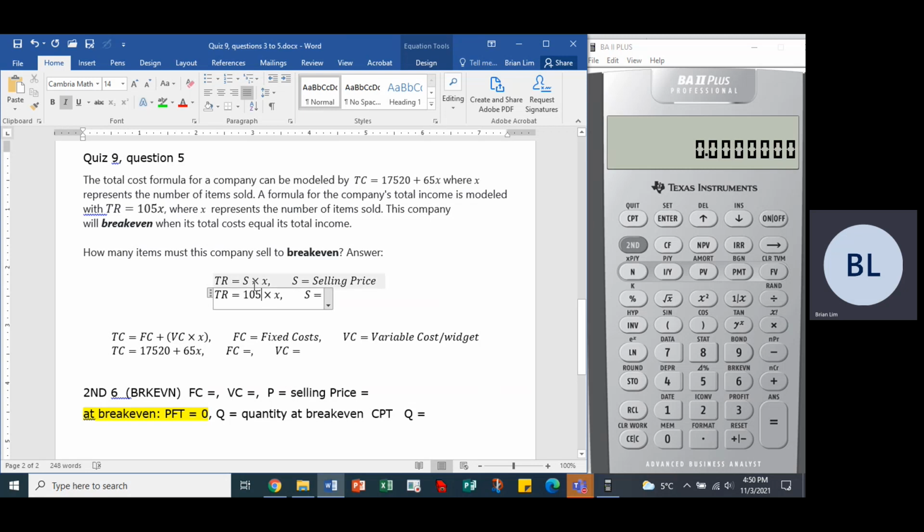If we look at these numbers and this formula above here, this S must be equal to this 105, S being the selling price. So S would be 105.